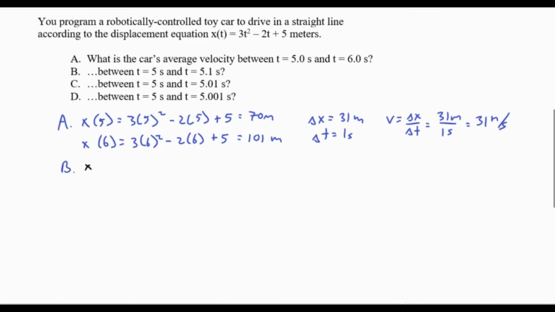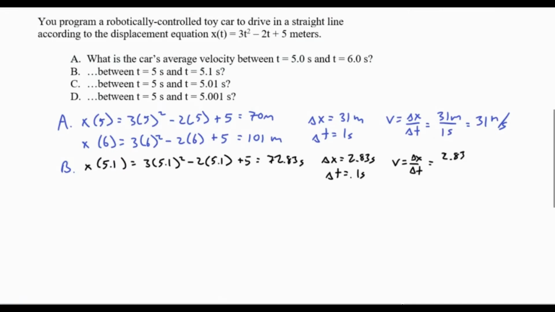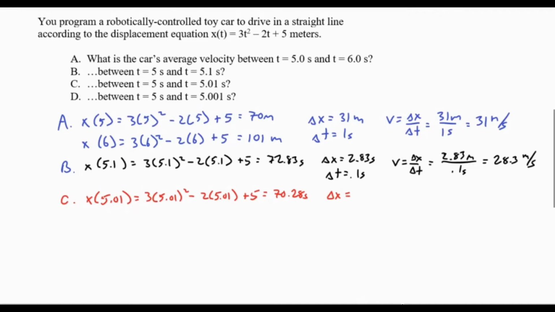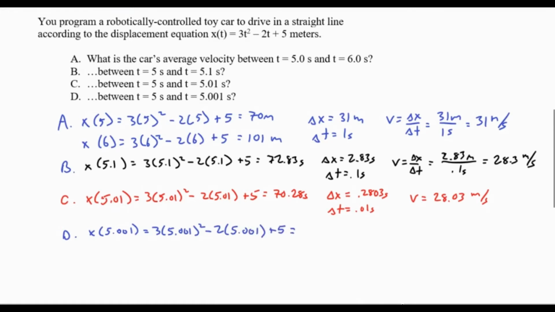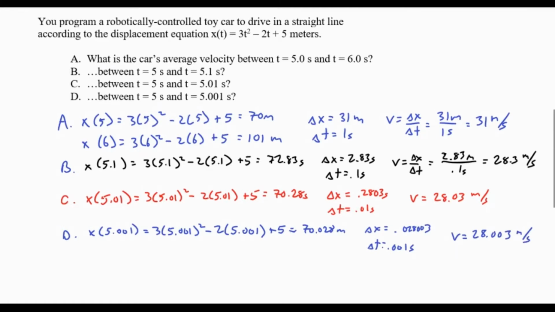If you repeat that exact process between 5 and 5.1 seconds, you get 28.3 meters per second, a little bit slower. Do it again between 5 and 5.01 seconds, and we end up with 28.03 meters per second, much closer to the previous answer. One more time with an even smaller time interval gets us 28.003 meters per second. What we've done here is gotten closer and closer to a time interval of 0.